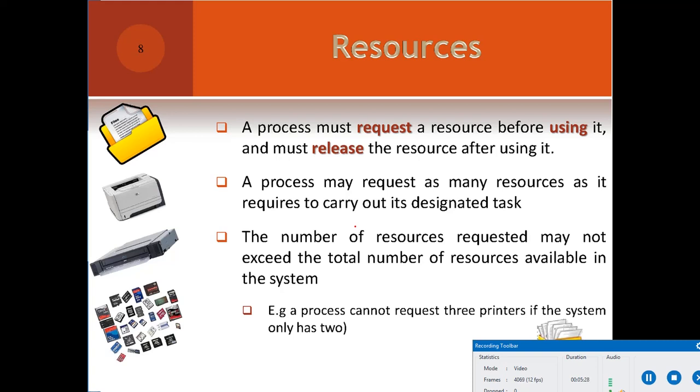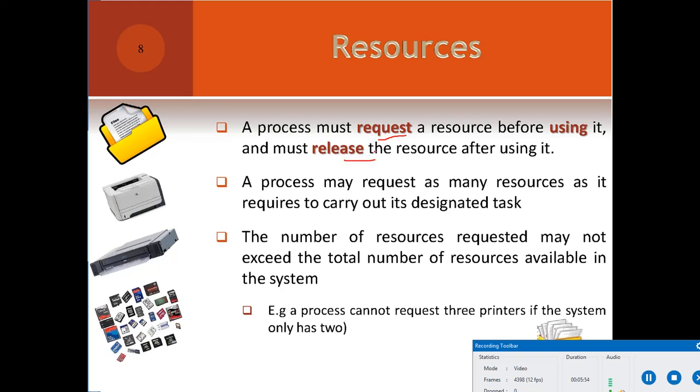Resources: anything can be a resource that a process needs for its execution. A file can be a resource, a printer can be a resource, memory can be a resource. Any hardware or software present within the computer system can be termed as a resource. So a process must request a resource before using it and must release the resource after using it.